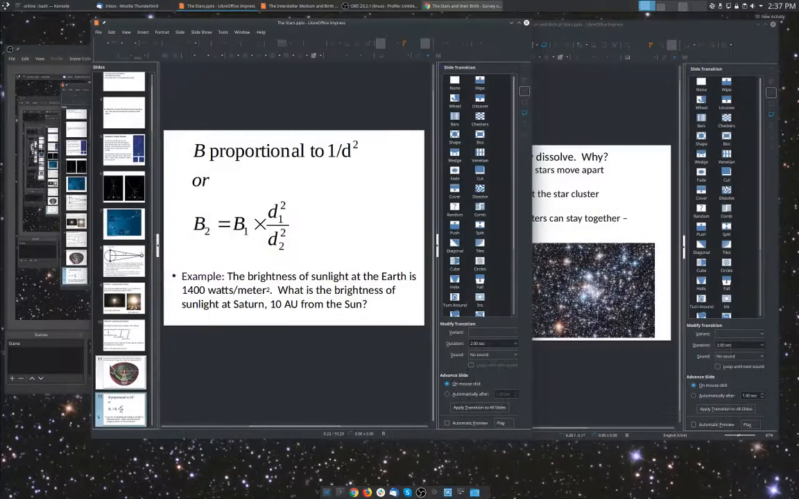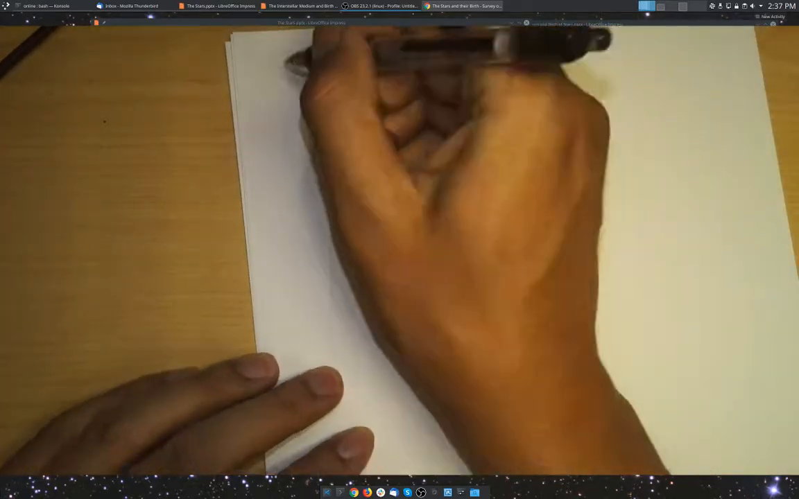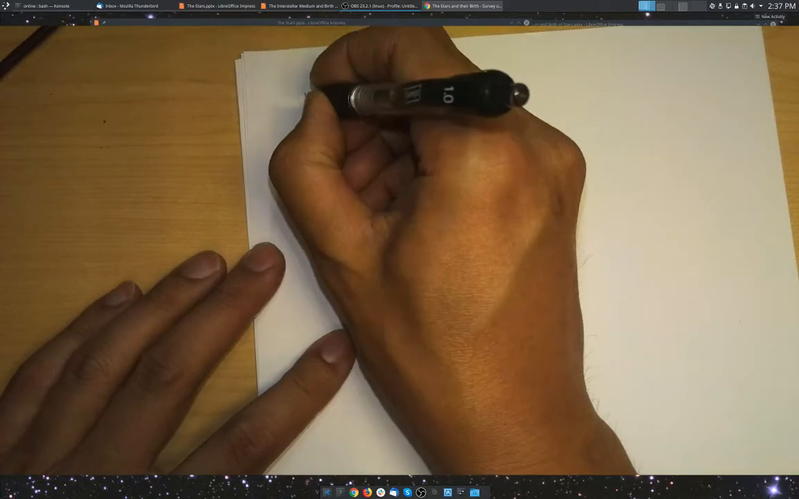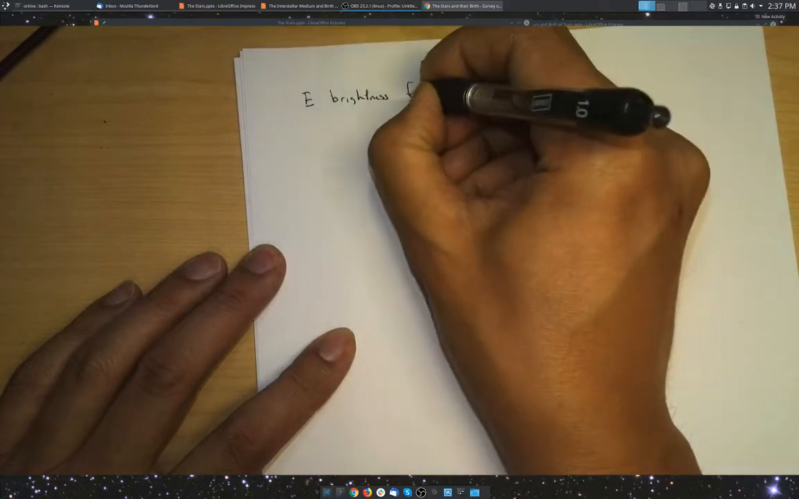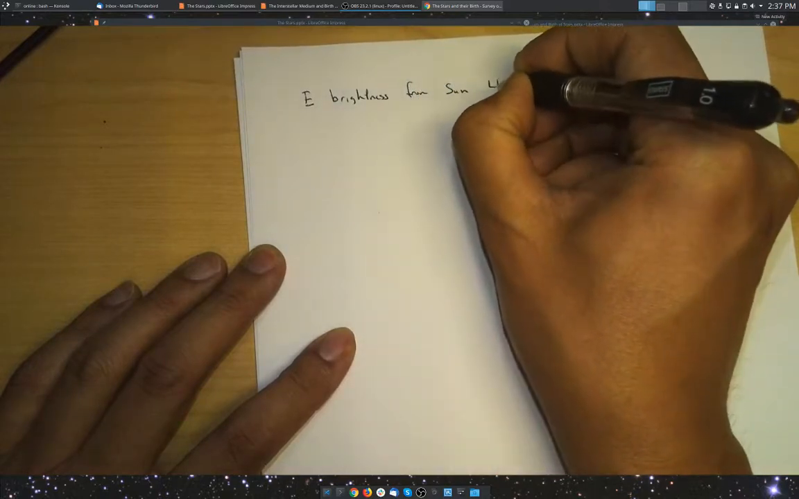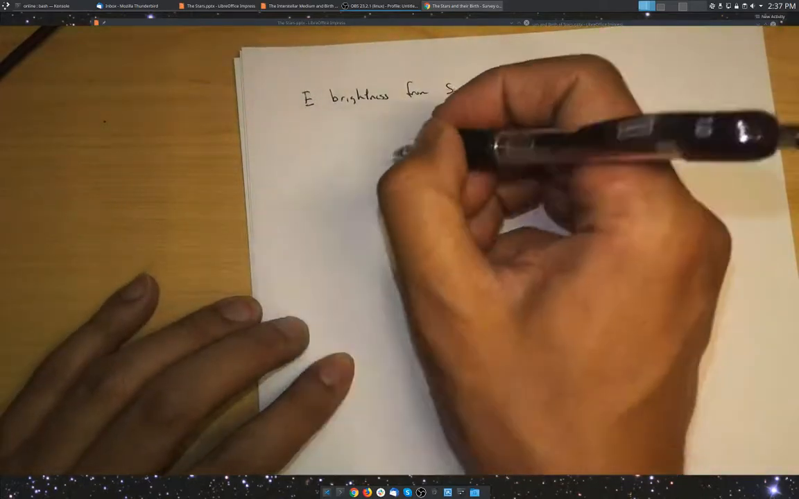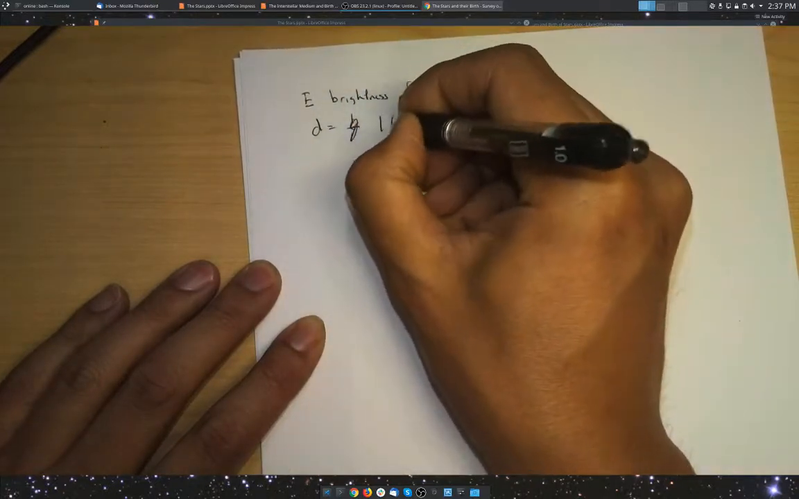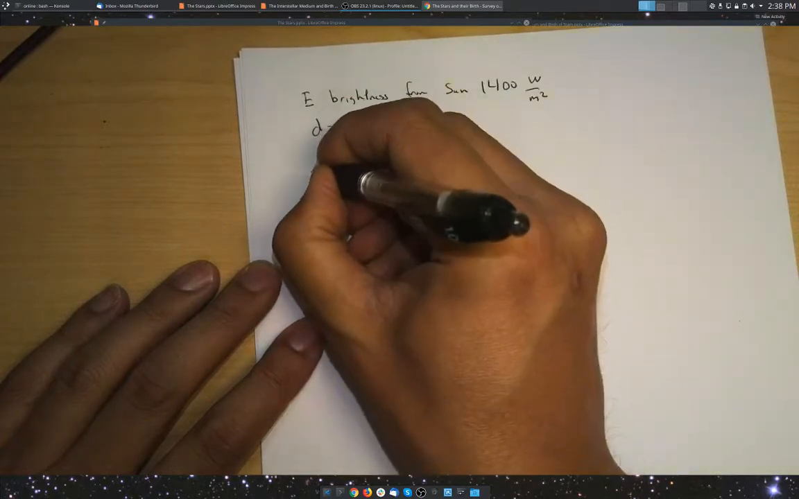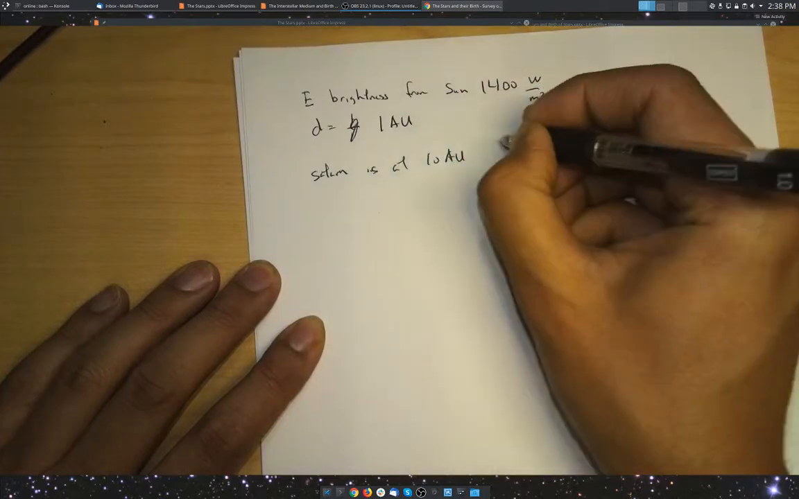Okay, so let's go to our little paper here. We know that basically the current brightness, so Earth brightness from the Sun, is 1400 watts per meter squared. And we know that the distance is equal to 1 AU. So then what is that at Saturn? Saturn is at 10 AU. Right, so what is this brightness?